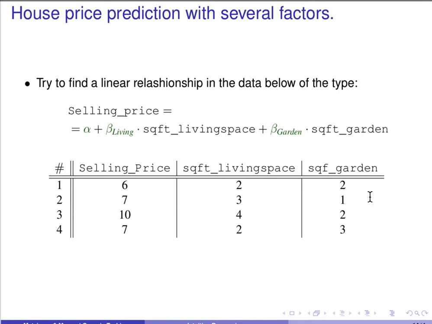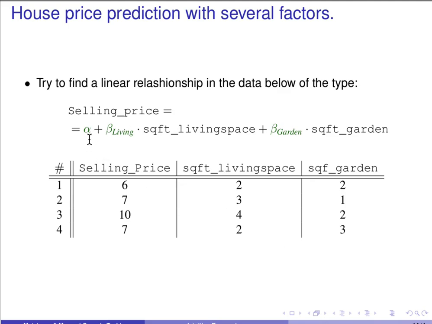Now let's go through it one more time. I do it very slowly because this is really the basics, and when you understand this well, all the other machine learning algorithms can be understood in quite similar fashion. So try to find a relationship in the data of the type selling price is equal to alpha plus beta living times square foot living space plus beta garden times square foot garden. The parameters, the Greek letters here in green, are alpha, beta living, and beta garden, and we have our little data set with four houses and the selling price, the living space and the garden.